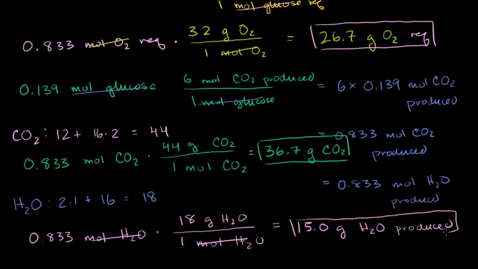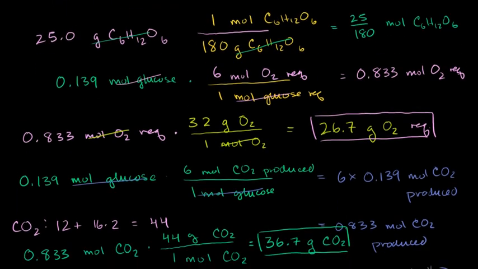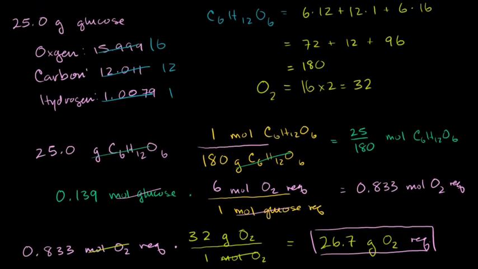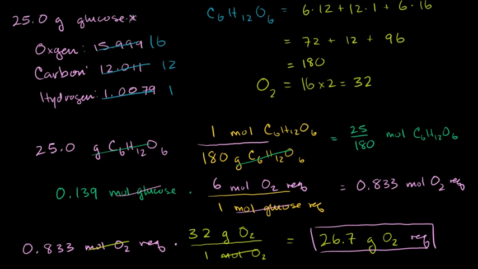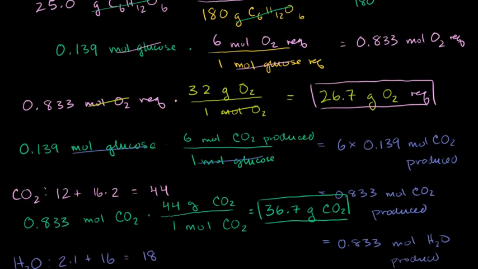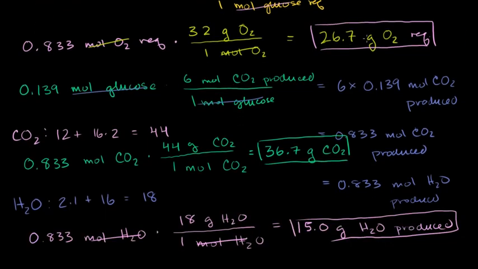We figured out that if we start off with 25 grams of glucose, like they told us at the beginning of the problem, we're going to require 26.7 grams of oxygen to react with it. We're going to produce 36.7 grams of carbon dioxide and 15 grams of water.